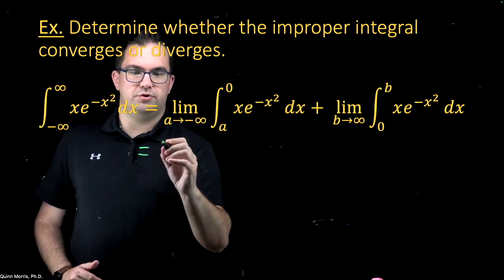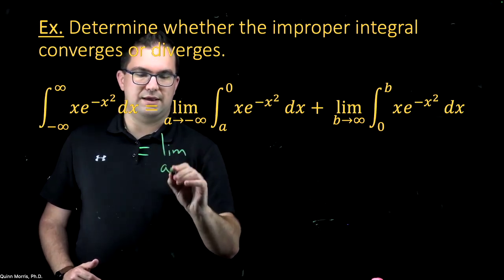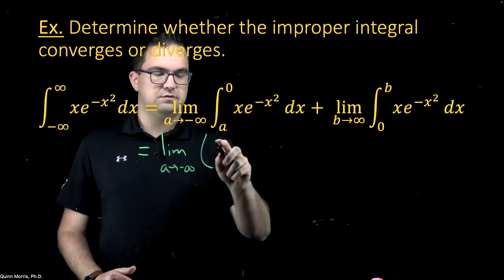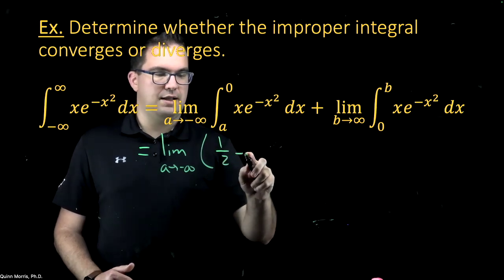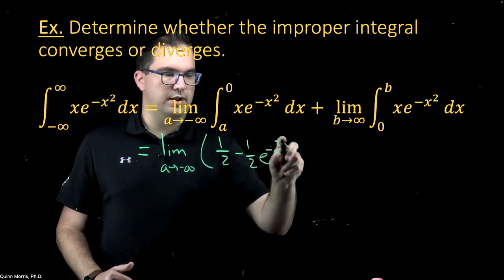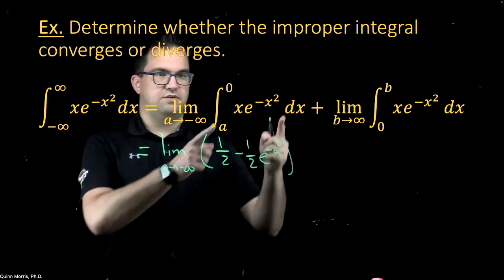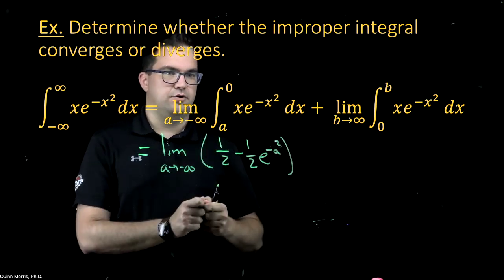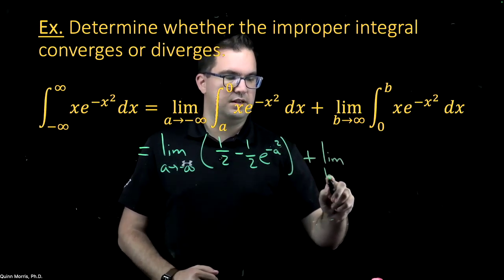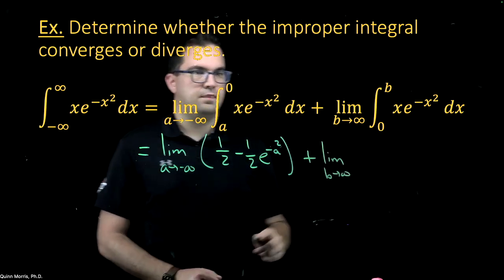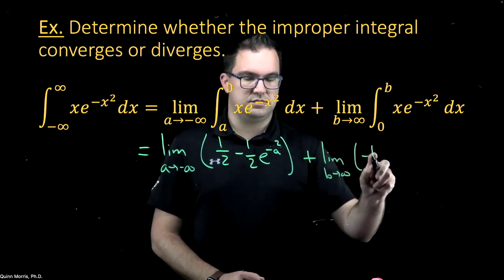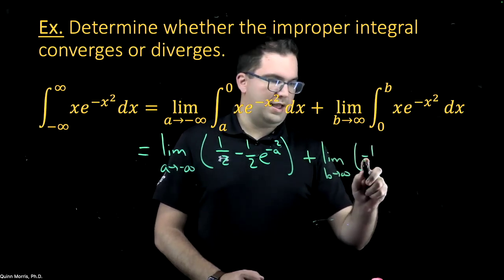So this is equal to the limit as a goes to minus infinity, and now we computed this. This was 1/2 minus 1/2 e to the minus a squared. So that's just the value of that definite integral plugged in here, plus the limit as b goes to infinity of this definite integral, which we calculated, which was minus 1/2.